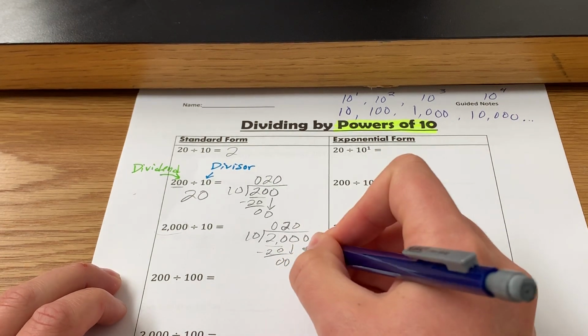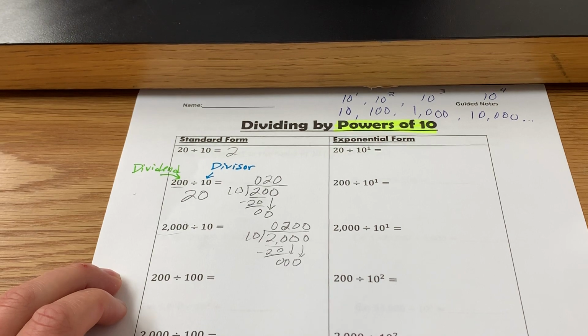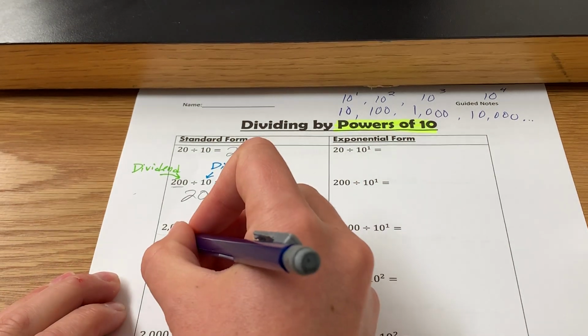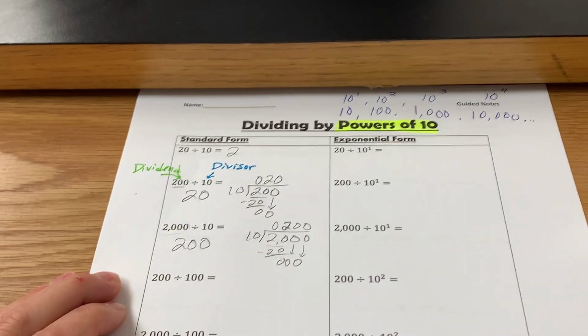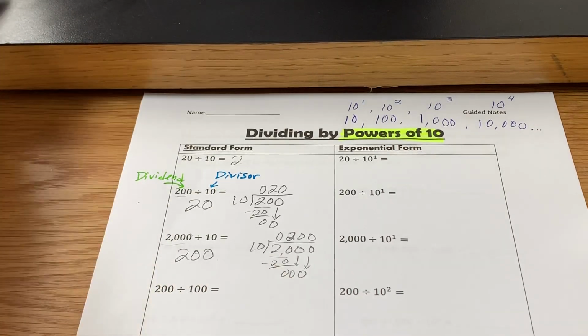And I could subtract 0, but I'm just going to get 0, so I'll bring down that next 0, and it goes in 0 times again. So 2,000 divided by 100 is 200. Okay. So right off the bat, let's go ahead and just kind of analyze.